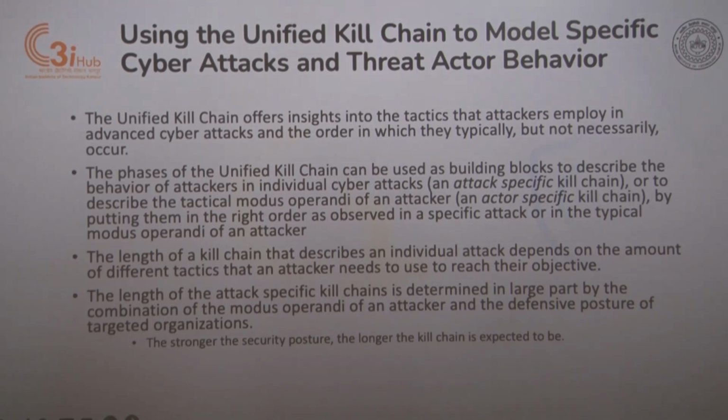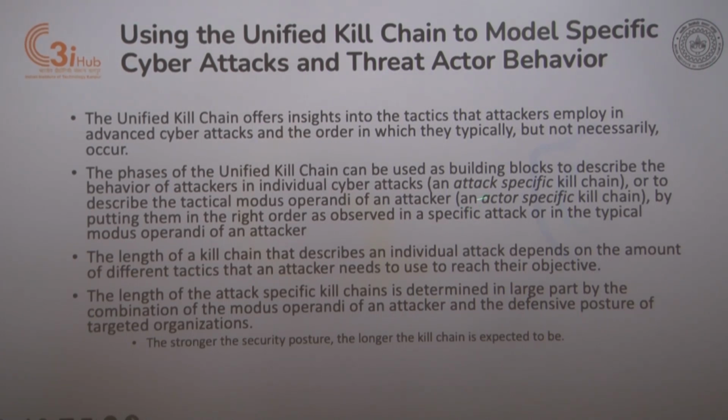Also, specific to this UKC, this kill chain will facilitate visualizing the whole attack scenario from start to end. This kill chain can be used in 2 ways. First, one can use this UKC to create an attack specific kill chain, and the second, one can use this UKC to create an actor specific kill chain.